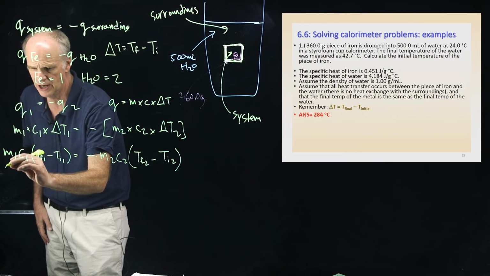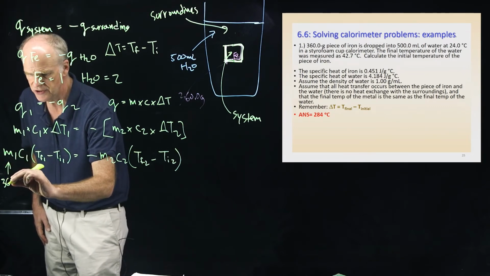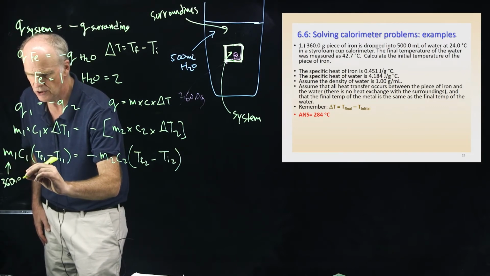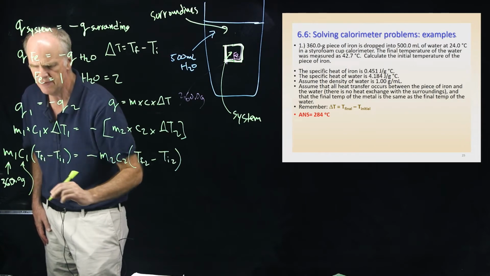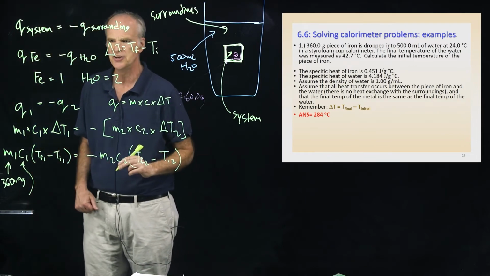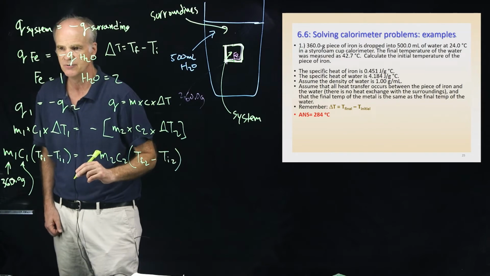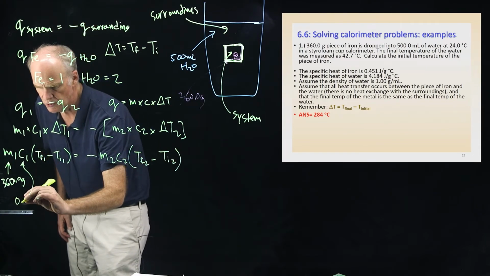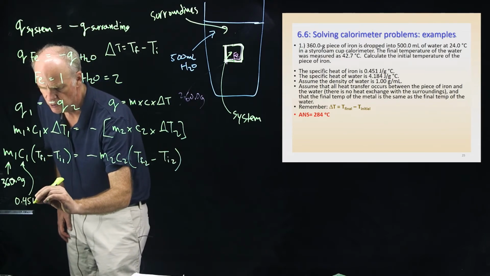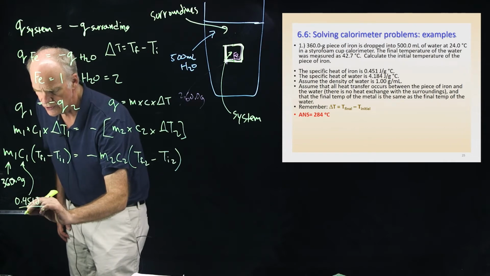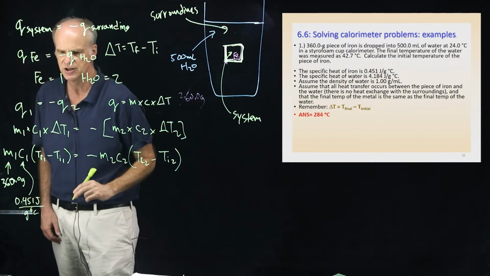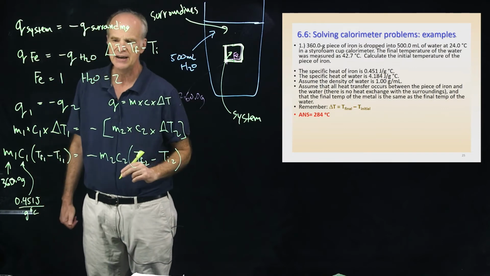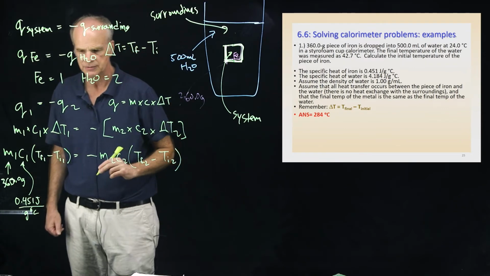So M1 is 360.0 grams. So we have that. Now, do we have a specific heat for the metal? Yes, we do. It's given to us in the problem. So the specific heat is 0.451 joules over grams degrees Celsius. So we're given that. And then we have a final temperature minus an initial temperature.